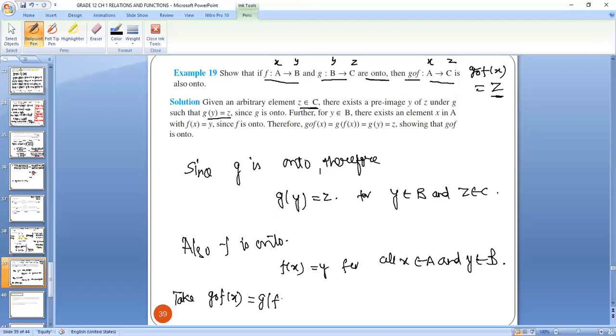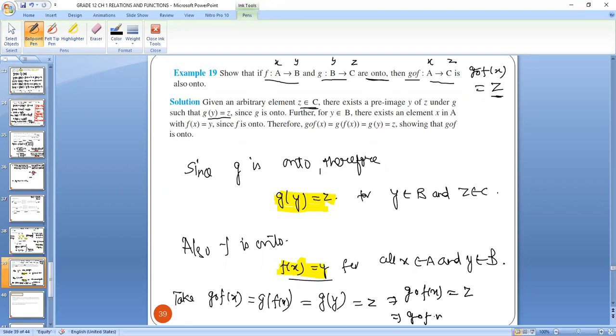It will be equal to G in the bracket F of X, is equals to G in the bracket, put the value of F of X, which is Y. We will put the value from here. F of X is equals to Y. So now G of Y we have proved above, it is Z because G is onto, which implies G of F of X is equals to Z. This we wanted to prove, which implies G of F is also onto.